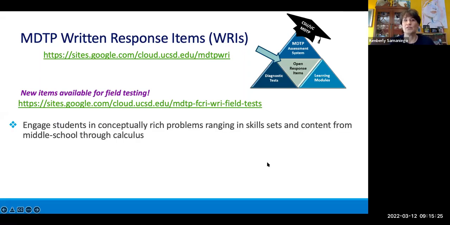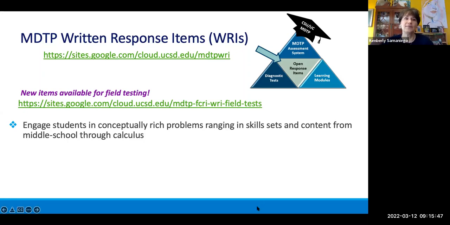We do have new items available for field testing. We need your help. We need some teachers to try these out and to score them and send us back some student examples just so we can look at them with our work group. We meet every June. We write new tests. We look at data. And this is how we keep MDTP with new things.